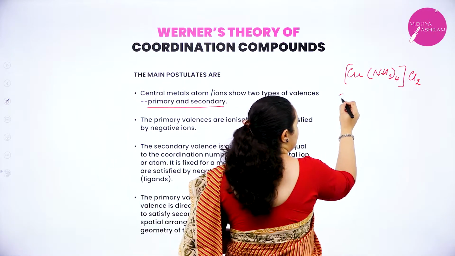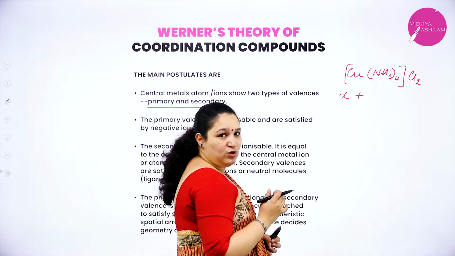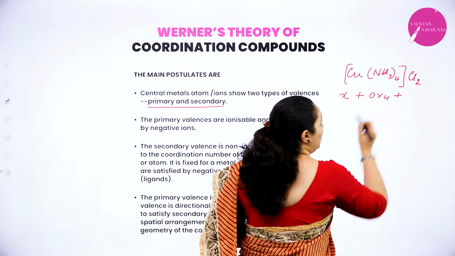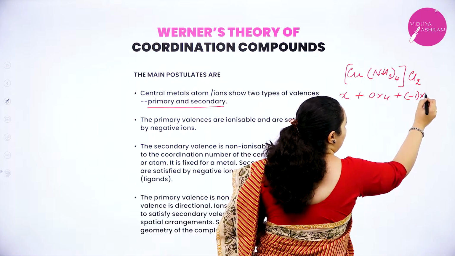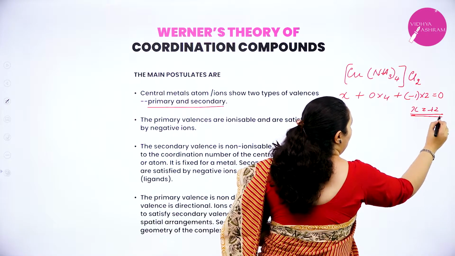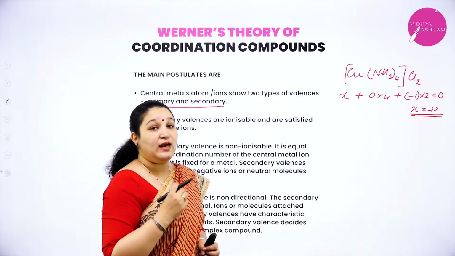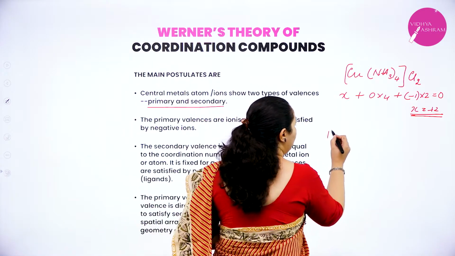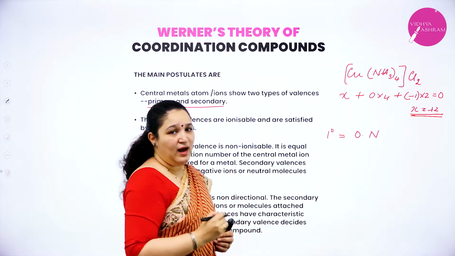So, I will take this as X, plus the amine ligand has 0 charge, so 0 into 4, plus the chloride ion has -1 charge, so it is -1 into 2, is equal to 0. X is equal to +2. Now, the oxidation number of the central metal ion is called the primary valency. What is it? Primary valency is equal to the oxidation number of the metal ion.